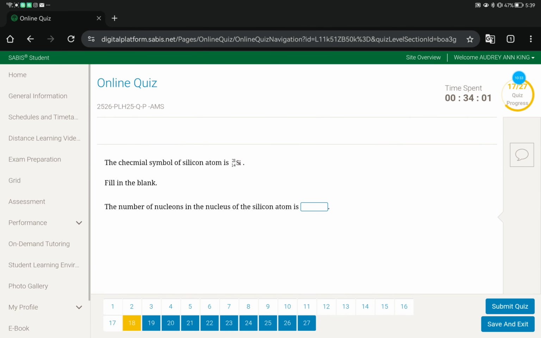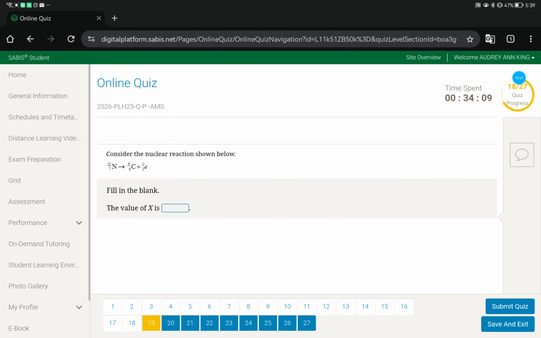The number of nucleons in the nucleus of the silicon atom is... Okay, so the nucleons should be the mass number, which is 28 as given. The value of X is... Okay, so at the bottom we have 7 equals 6 plus 1. And at the top we have 12 equals X plus 0. I'm just going to write it over here. So X is going to be 12.